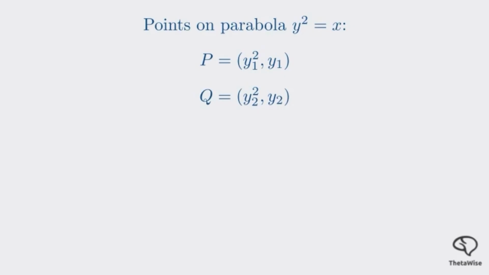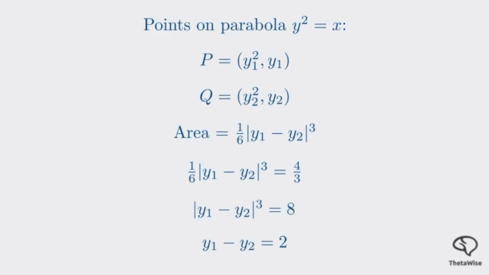We need the area of the region enclosed between the chord PQ and the parabola. The area is 1/6 times the absolute value of (y1 minus y2) cubed. This is a known formula for the area between a parabola and a chord. The problem states this area is 4/3. So we set 1/6 times the absolute value of (y1 minus y2) cubed equal to 4/3. That means y1 minus y2 equals 2.